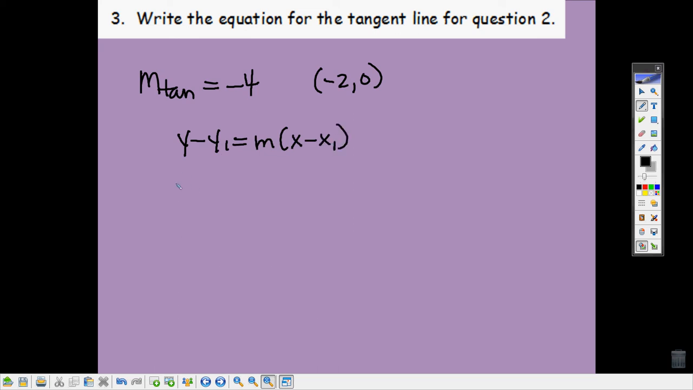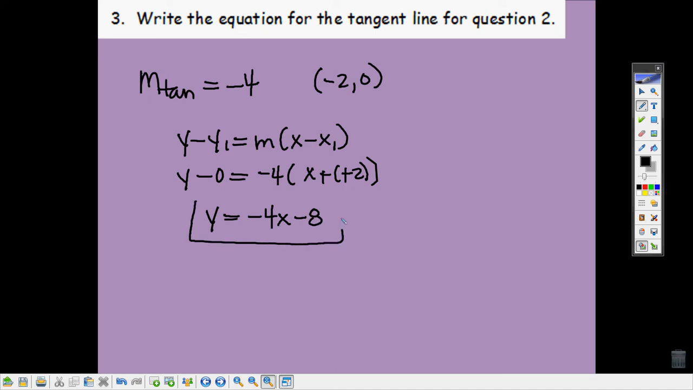So I'm going to do y minus y1 is equal to the slope times x minus x sub 1. So I have y minus 0 is equal to my slope, negative 4, times x minus a negative 2. So I have y is equal to negative 4. A negative and a negative make a positive, so then I have a negative 4 times a positive 2 is negative 8. And that is the equation of my tangent line.